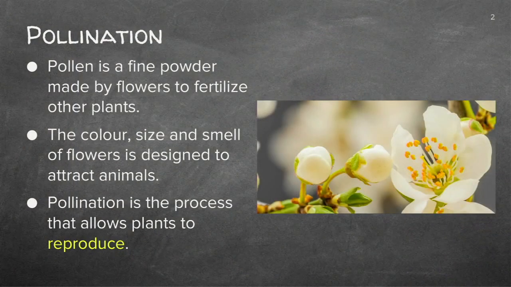Let's look at pollination. Pollen is a fine powder made by flowers to fertilize other plants. The color, size, and smell of flowers is designed to attract animals. Pollination is the process that allows plants to reproduce. Reproduce is a very interesting word. We are going to use it in the fact that we can take our pollinator, which is this cute little bee over here, and it helps plants reproduce. So it helps them make baby plants. Let's learn some more.